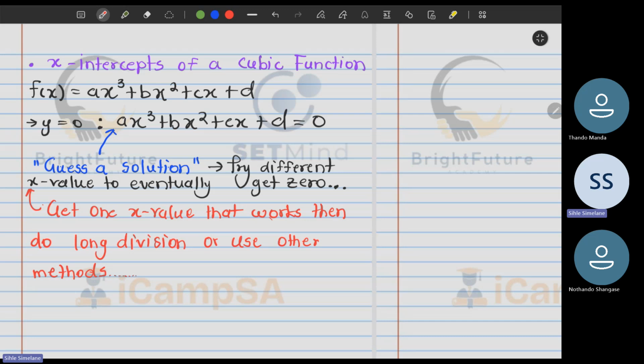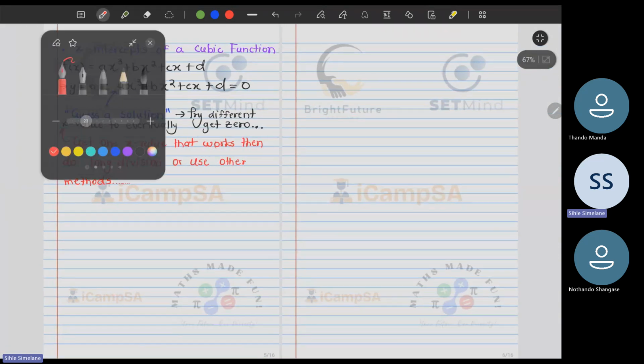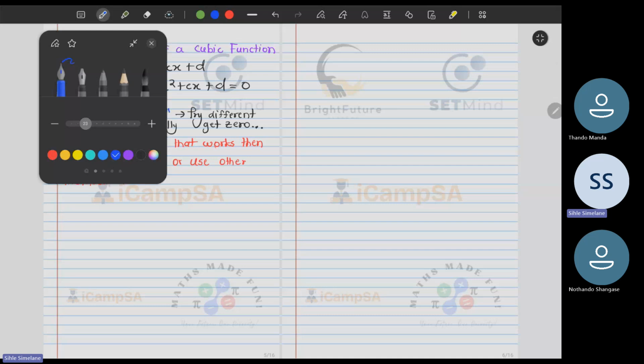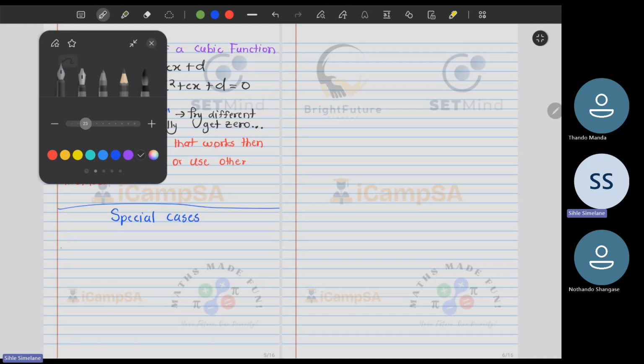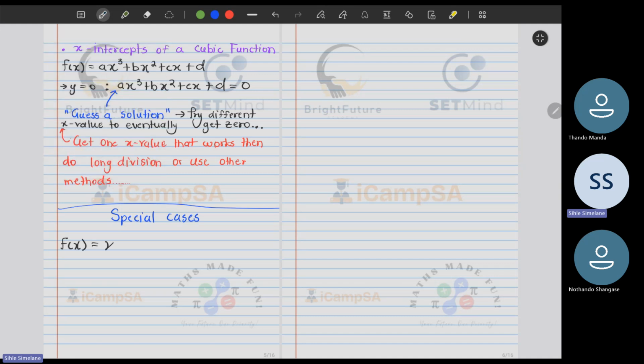Okay. And then the rest of the things, it just becomes analysis. But what I want to do also is to cover a special case of the cubic function. So I'm going to look at special cases. So the first special case we are going to be dealing with is f of x equals x cubed. So what you should note is that here the turning point is at 0. Okay. So rather not say we have no turning point.